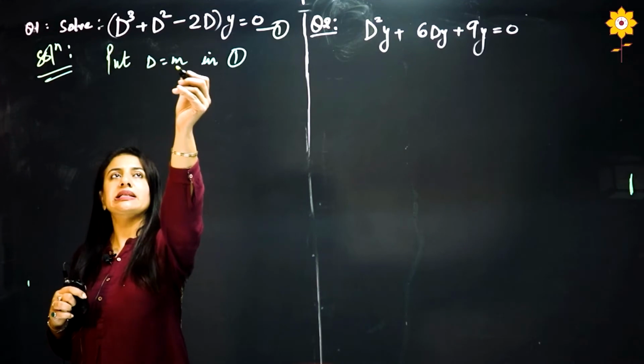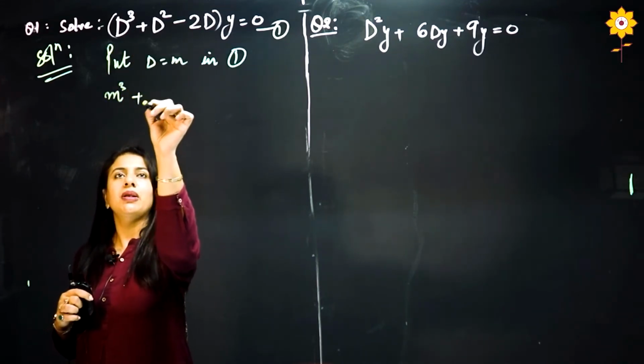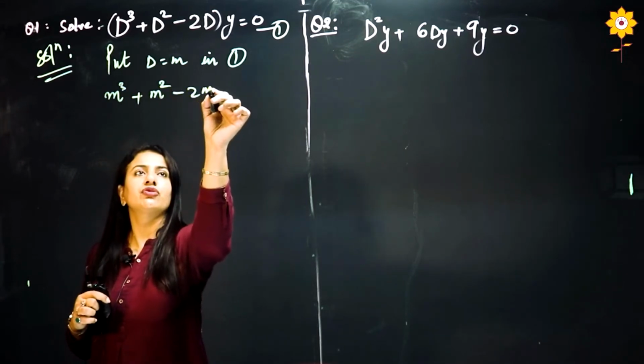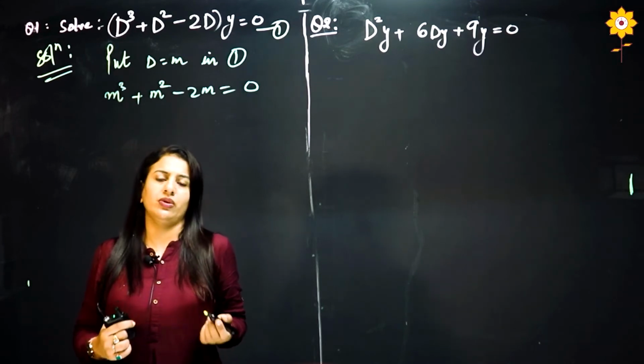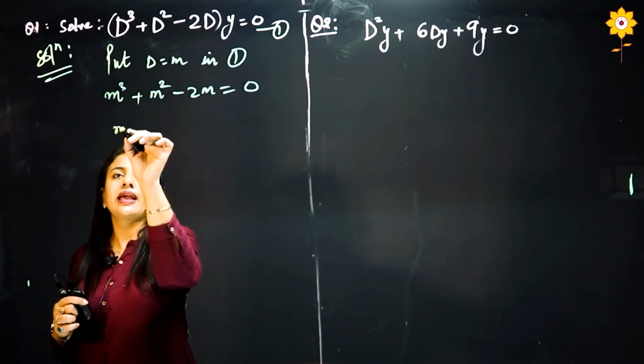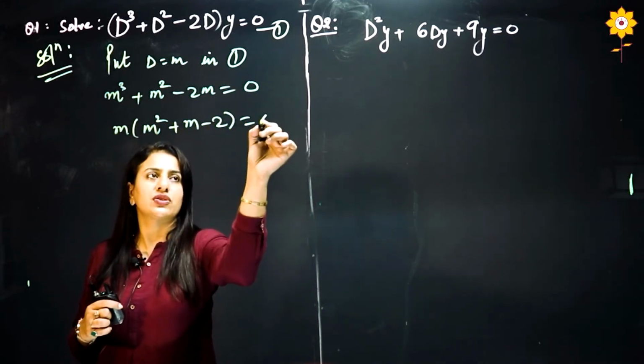When we replace D by m in equation number 1, you will get m cube plus m square minus 2m equals 0. We can solve this equation and get the values of m, which are known as roots. So I'll take m common, and you will get m square plus m minus 2, which is 0.